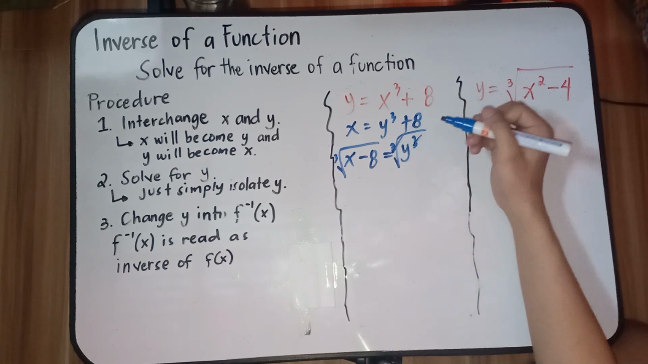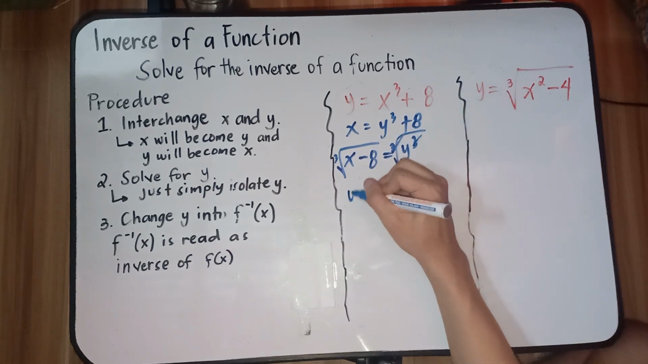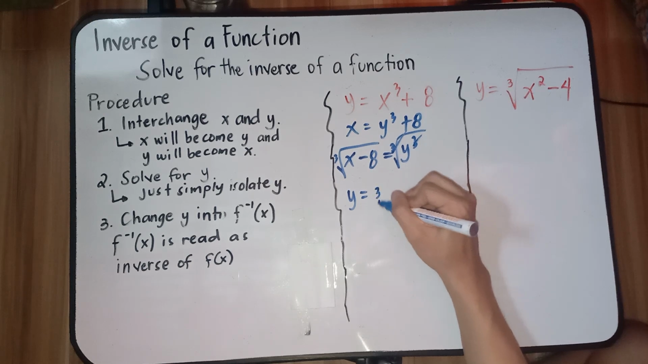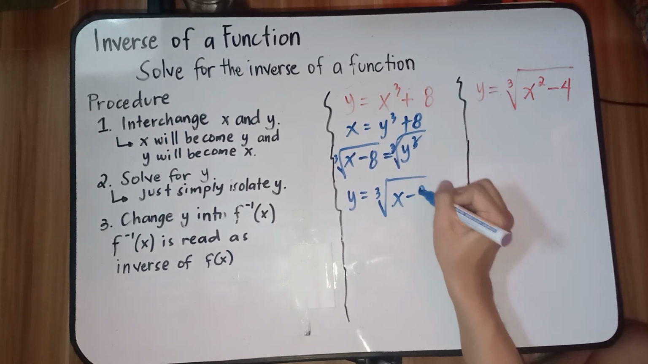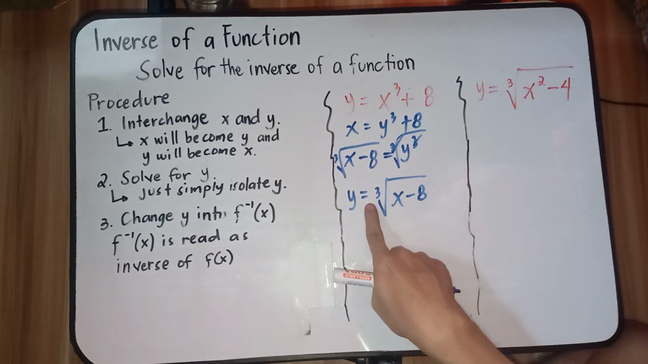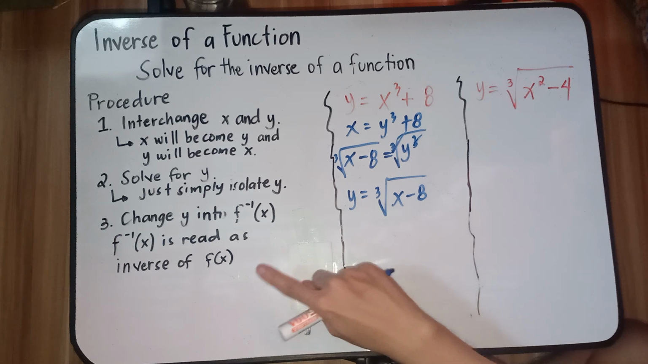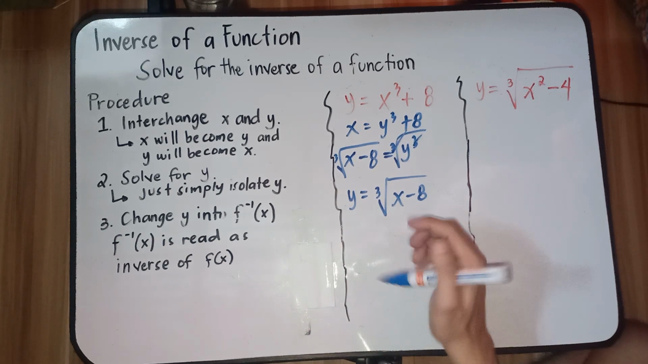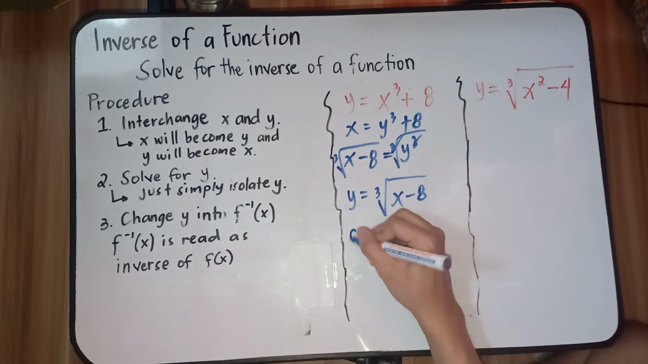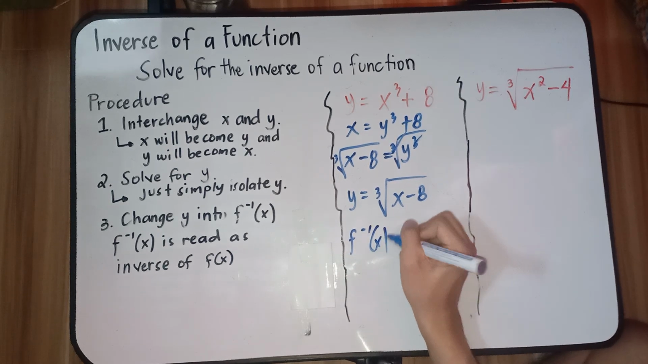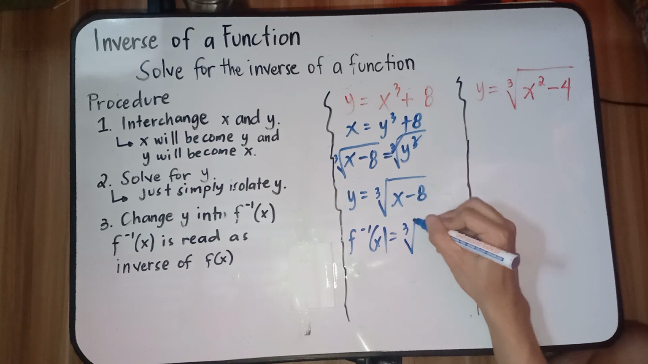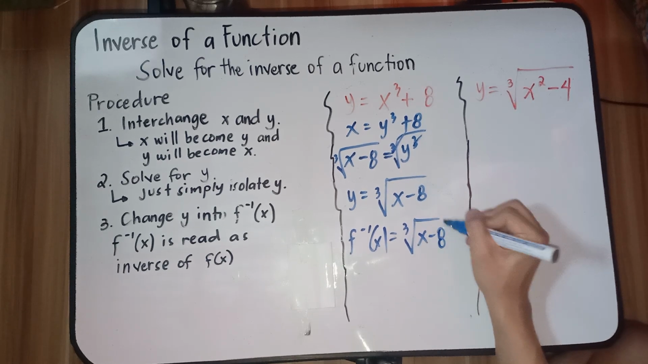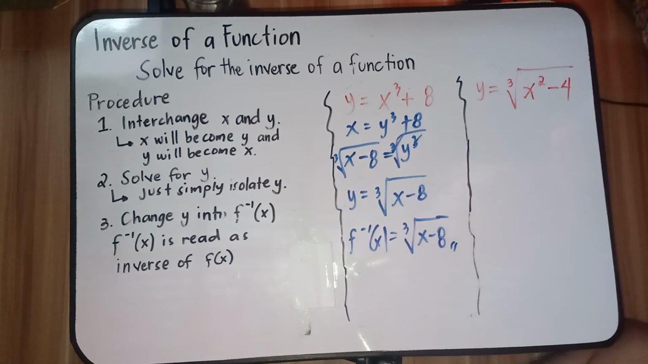Cancel cube root, cancel cube. Therefore, we have y is equal to cube root of x minus 8. Since 3 is an odd number, we do not need to put positive and negative. Next, we need to change y into inverse of f of x. So we have inverse of f of x is equal to cube root of x minus 8. And that is the final answer.